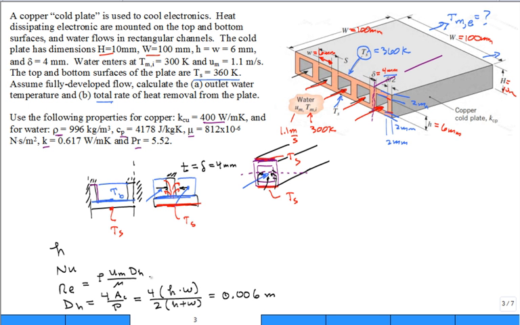So we have all that information. The density is given, the velocity is given, 1.1 meter per second. I calculated a Reynolds number that's 8.10 times 10 to the 3. So it's over 2,000-ish, so it's turbulent. We're going to go and get a Nusselt correlation. We'll use the Dittus-Boelter, 0.023 Reynolds to the 0.8 Prandtl, and because the water is being heated, it'll be a 0.4.